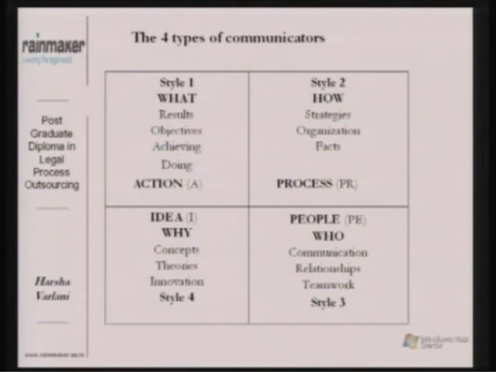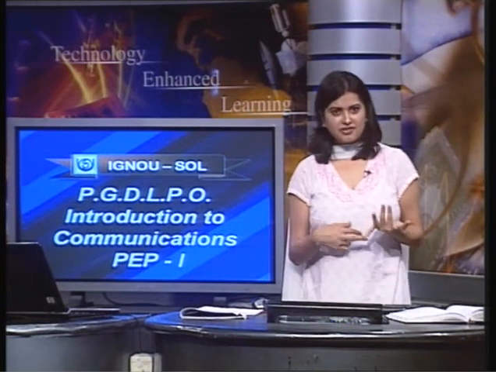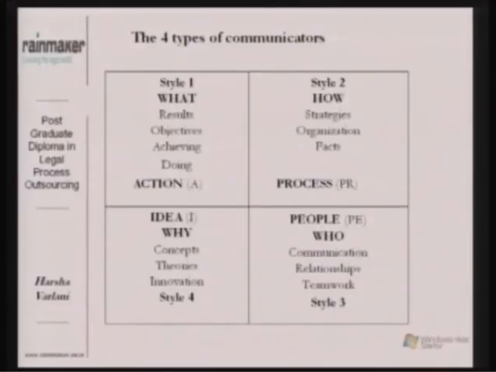The second style, however, is the process driven person. A process driven person always talks in terms of how things are going to be done, strategies, organization, facts and figures. A people driven person always talks in terms of relationships, teamwork, how it will affect the other person. He is a very communication driven person. The fourth style is an idea person. An idea person always talks about concepts, theories, innovation and things like that.